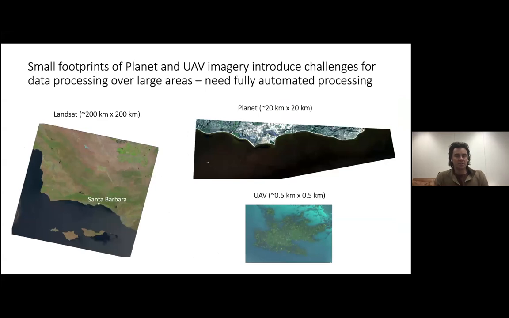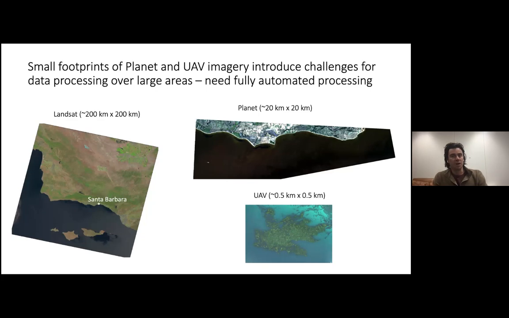So again, I mentioned I'll talk mostly methods today. One challenge with using both Planet and UAVs is much smaller footprints. So each image covers a much smaller area. And so this leads to really a data management and processing problem. For example, Planet provides global coverage, but it requires stitching together lots and lots of imagery if we want to cover, you know, the Santa Barbara Channel or Southern California or California.